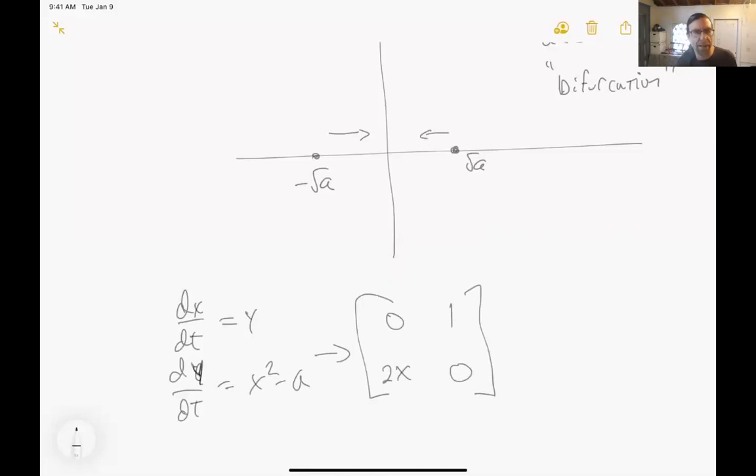That to me looks like the Jacobian matrix. We are going to evaluate that matrix at the point plus or minus square root of a, comma 0. So x is just plus or minus root a. So now the matrix is 0, 1, plus or minus 2 root a, 0.